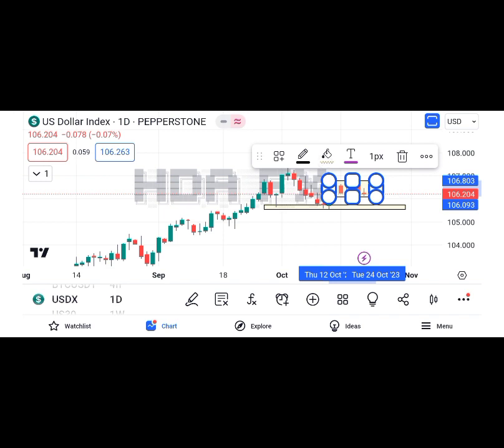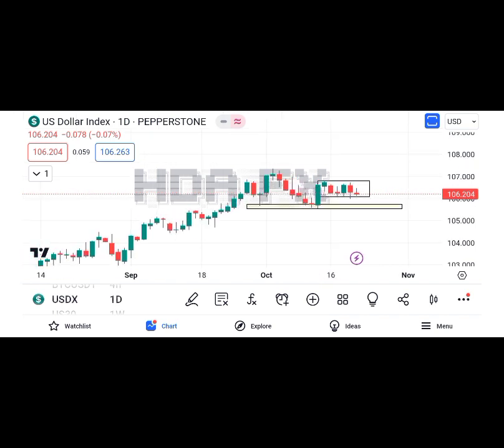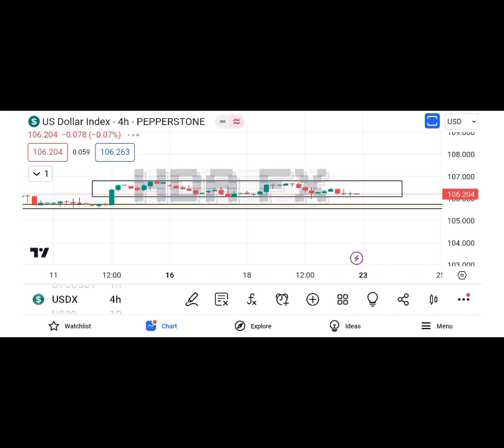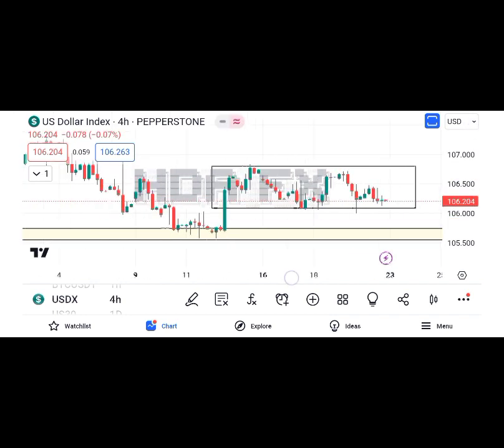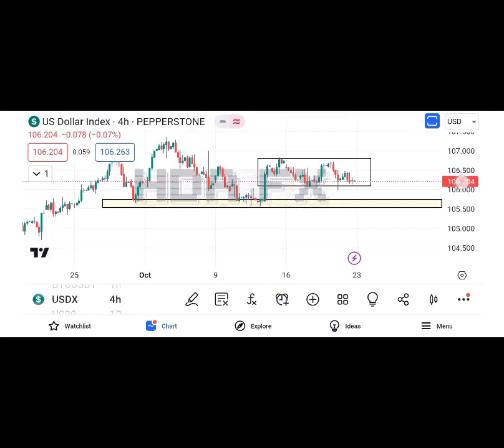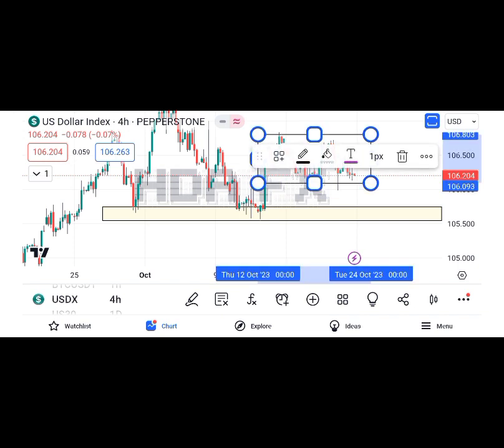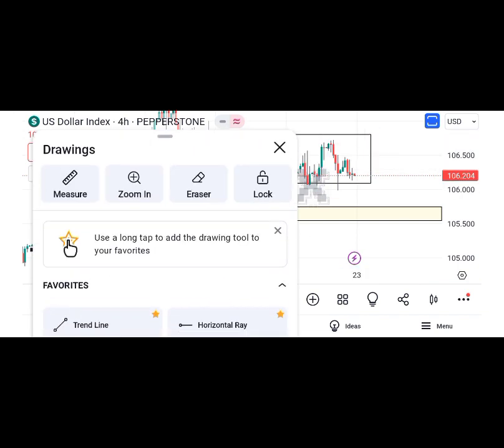Let me change the color to white. So we have a choppy market here. If we move to the 4-hour time frame, we get to see it clearly. So this is what I mean by a choppy market. So now what you have to do is this. We have to wait for price to break this box. I want to see price break this box.